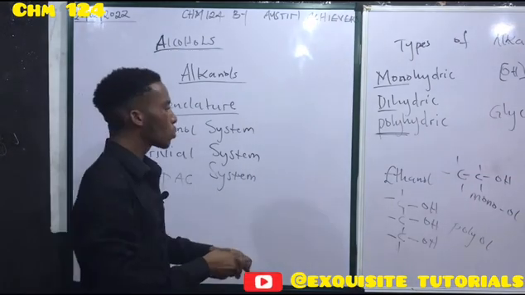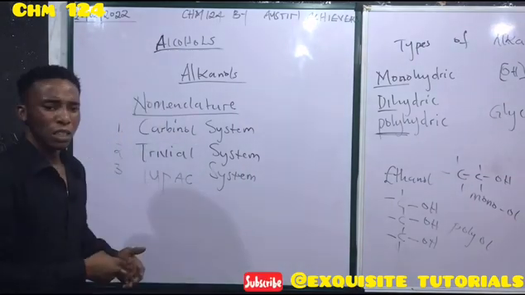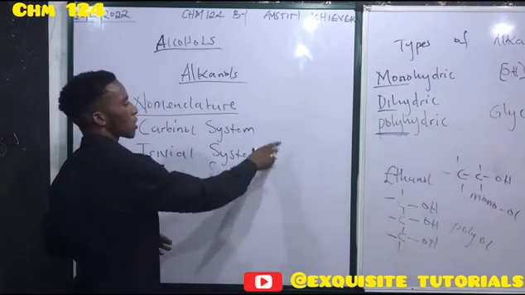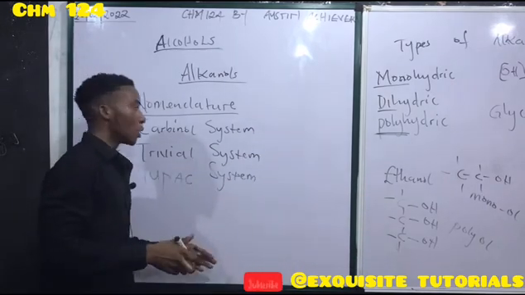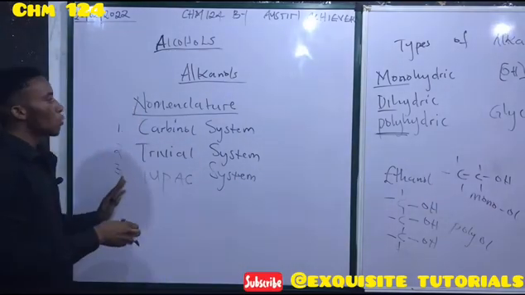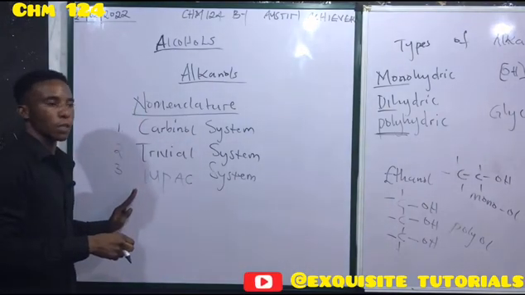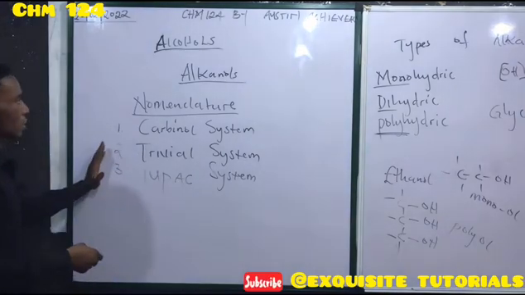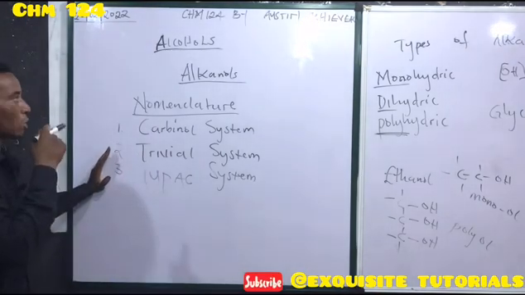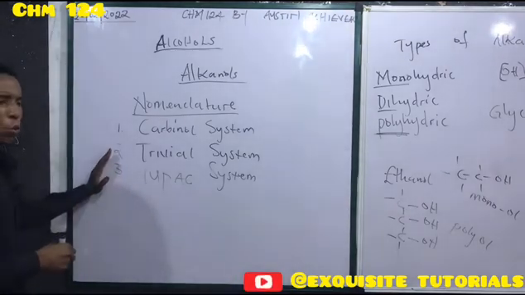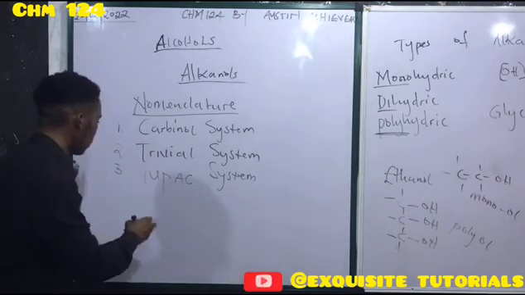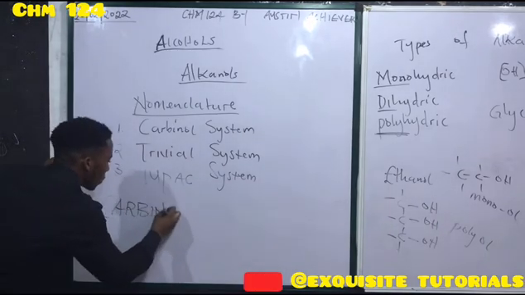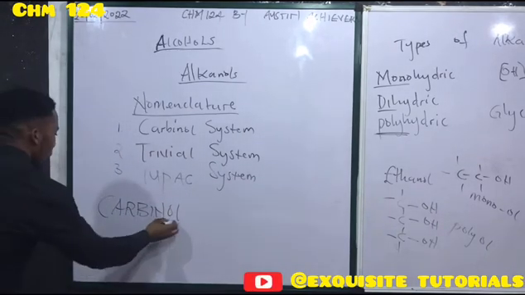Now, not being able to name an organic compound is like driving a car without a driver. You can't do organic chemistry without nomenclature. Today, we will talk about these three as a case study in our study of alkanols. Let's talk about the carbinol.